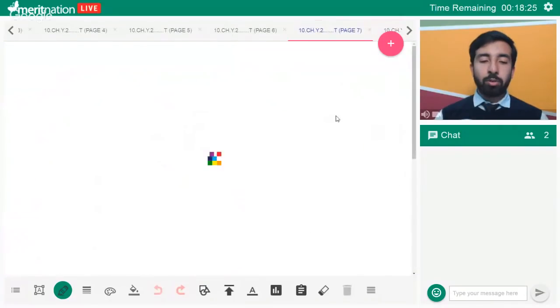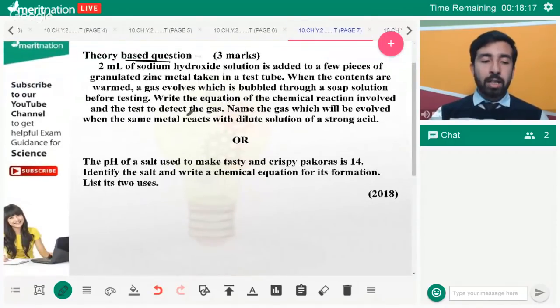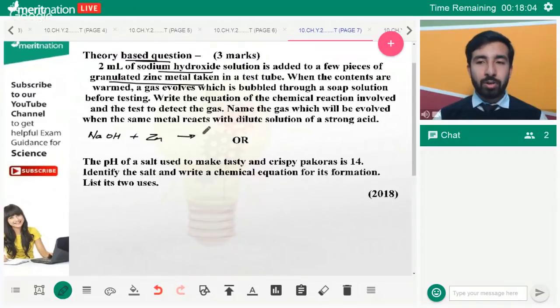Moving on to the next part, that is your last year board questions from the theory part. In your last year board, there was a question of 3 marks. That is, 2 ml of sodium hydroxide solution is added to a few pieces of granulated zinc metal. That is a reaction between your NaOH and your zinc metal. We have already gone through this reaction in the previous slide. That is already given in the table. You can see to it.